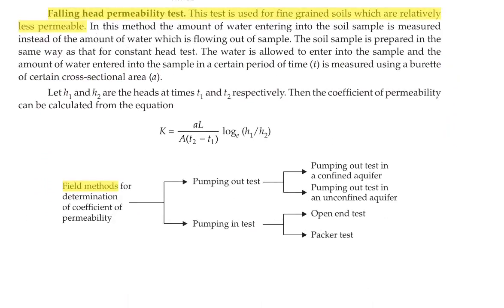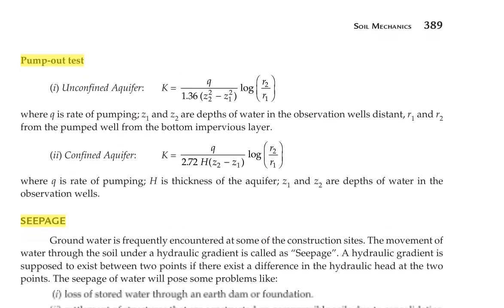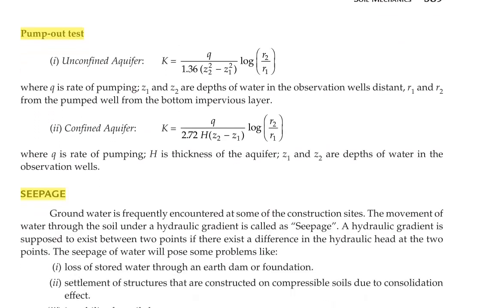Next we are going to see the field methods of determination of coefficient of permeability. There are two types of tests: pumping out test and pumping in test. In pumping out test, we have two methods, namely pumping out test in a confined aquifer and pumping out test in an unconfined aquifer. Pumping in test means we have two methods, namely open end test and packer test. First we are going to see pumping out test. In pumping out test, we have two methods, namely unconfined aquifer and confined aquifer.